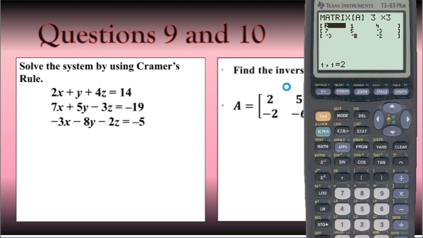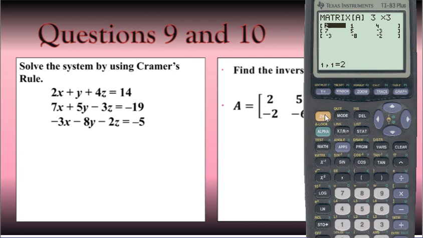Then I'm going to put my coefficients in here. And you'll notice that my coefficients here match with the coefficients here. Now, I'm not going to put those in because they're already in here. But always, if they weren't, you just type in the numbers, hit enter.